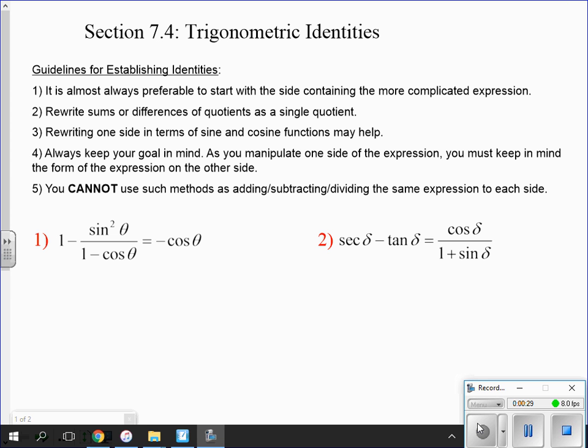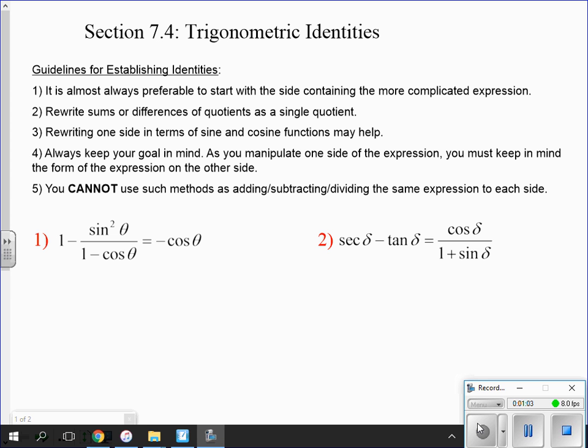Okay. Now, guidelines for establishing identities. These are important. One, it is almost always preferable to start with the side containing the more complicated expression. So you generally want to work with the more complicated side and simplify it. It makes sense. It's a lot harder to take something simple and make it complex, although I've seen some of your attempts at solving problems. But generally speaking, it's much easier to take something complex and make it simple.